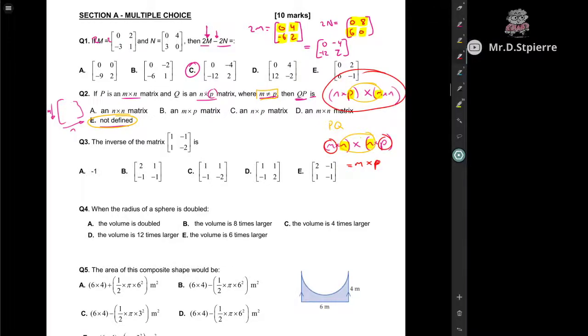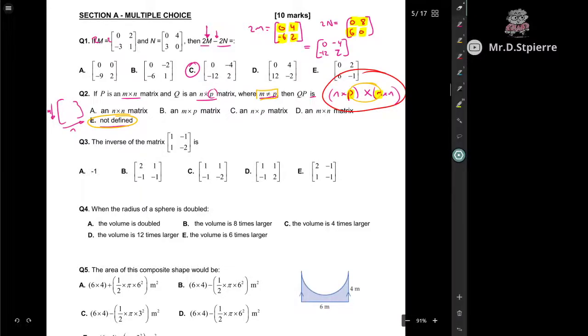This question last year was really poorly done because people didn't read the order of it. Lots of people did PQ instead of QP. Order matters for matrix multiplication. Yeah, but I'll delete all that because that wasn't actually related to the question directly.